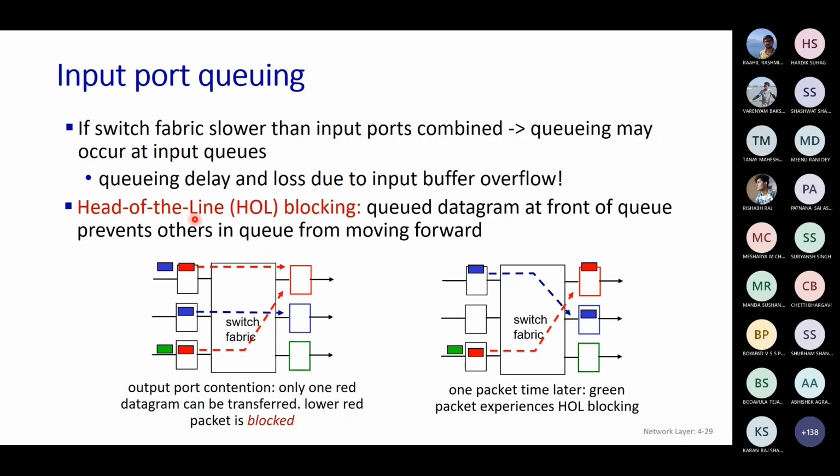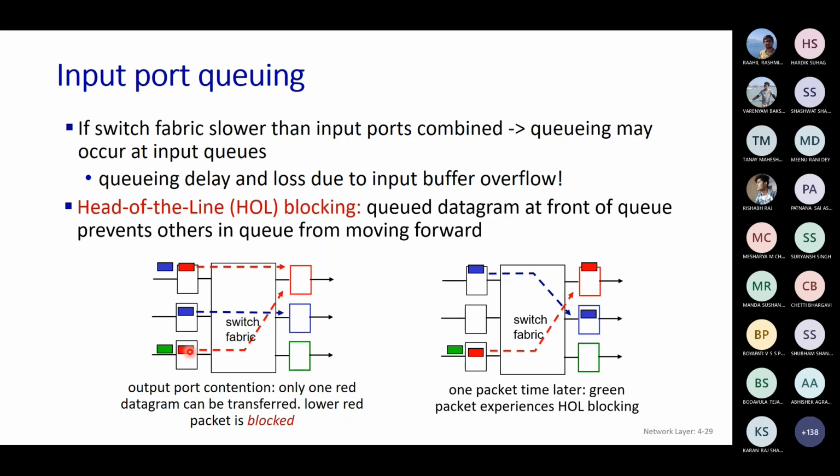But now what happened? There was a contention here, because of the packet which was ahead of this green colored packet. So because of some other packet which was ahead of it, it got stopped. It could not get transferred to its destination output port, even though there was a path available.